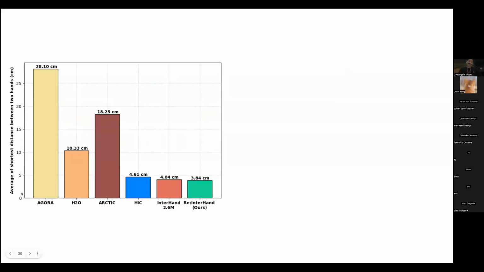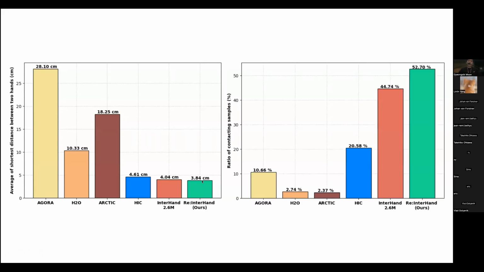This graph shows that. So let's say the average of the shortest distance between two hands. They have a very long distance between two hands. That means hands are separated like this. They are not interacting with each other. So HRC, InterHand, and the relighted InterHand datasets have a very short distance between two hands. And also the ratio of contacting samples. Agora, H2O, Arctic, they have a very small amount of contacting samples, which means hands are separated like this. But our HRC, InterHand, and relighted InterHand datasets have many contacting samples like this.